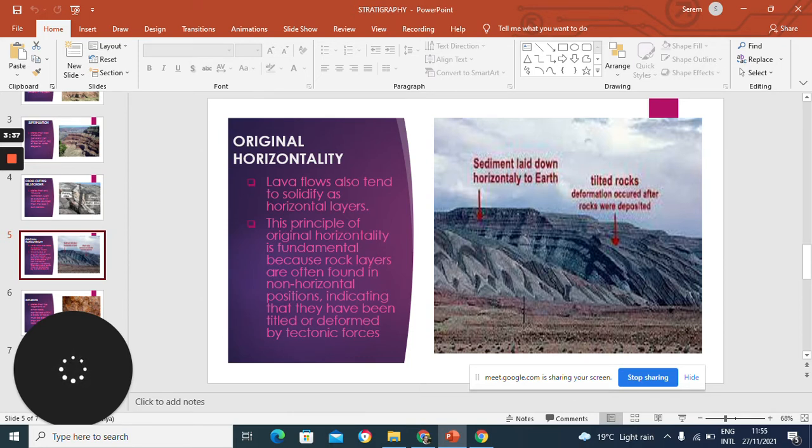The principle of original horizontality is fundamental because rock layers are often found in non-horizontal positions, indicating that they have been tilted or deformed by tectonic forces. So when we have rocks that have been tilted, it basically shows that these rocks were deposited horizontally, but it's only because of tectonic forces that these rocks were tilted or displaced.